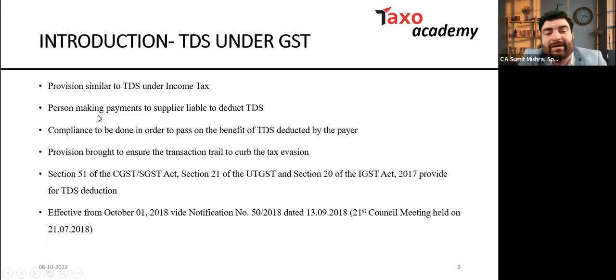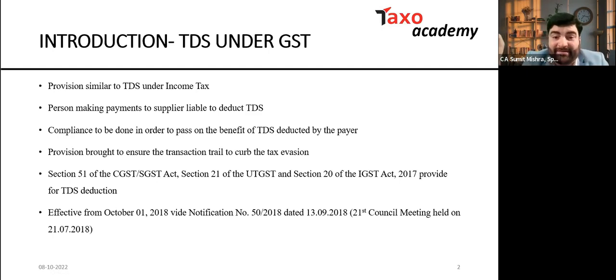Section 51 governs the provisions of TDS under GST, along with section 21 of the UTGST Act and section 20 of the IGST Act. Earlier, at the time of inception of GST, since there were so many glitches, it was not possible for the government to implement the provisions of GST TDS. So later on, they suspended the applicability of the TDS provisions.